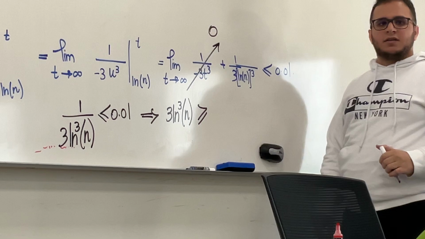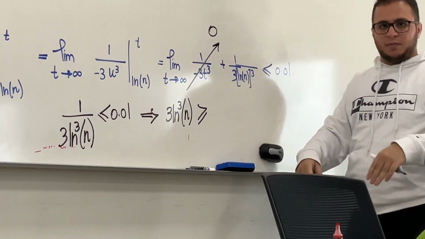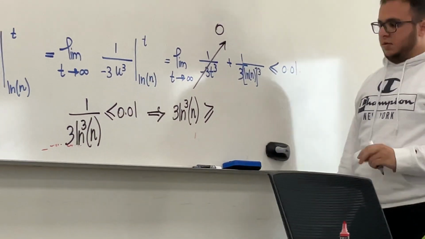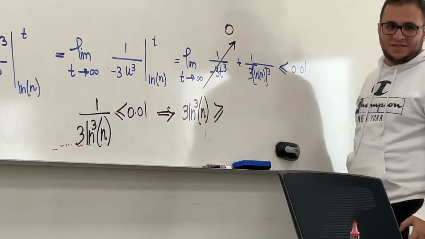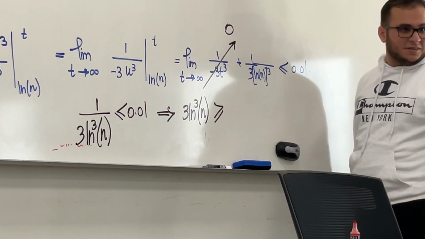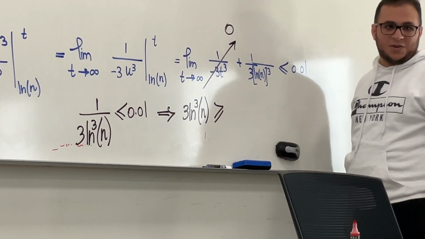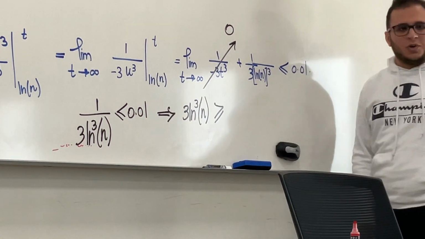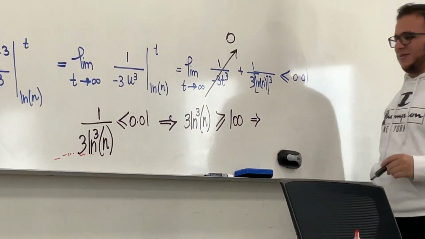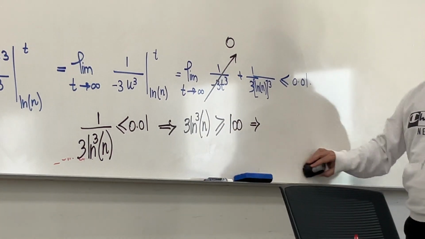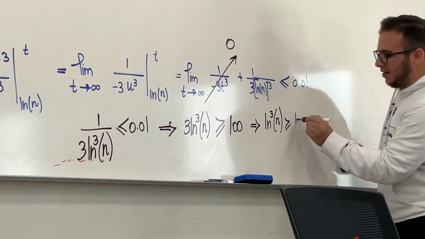0.01. Flip it, 1 over that number. 1 over 0.01 is how much? Someone do it on the calculator. 100. Wait, really? Yes, it's right, 100. Okay. Divide by 3, what do you get? ln cubed n larger than or equal to 100 over 3.